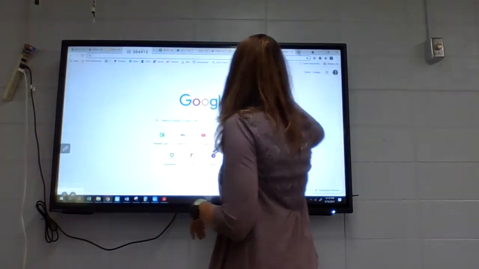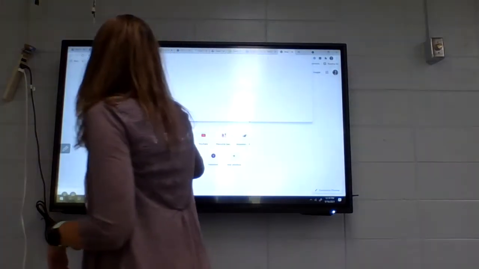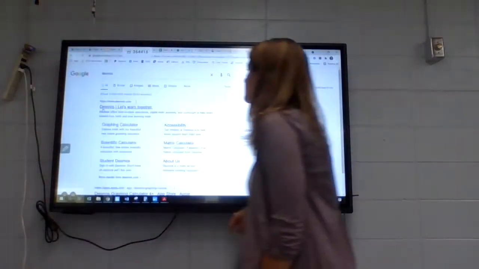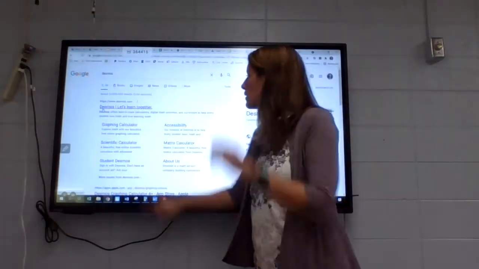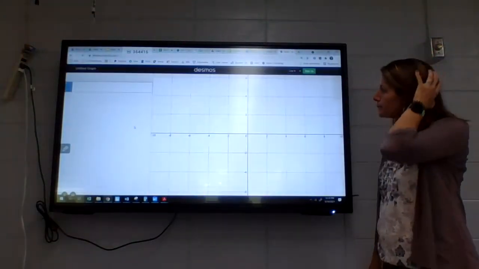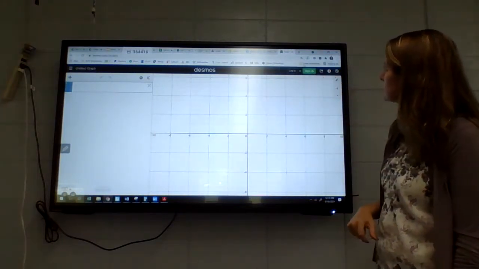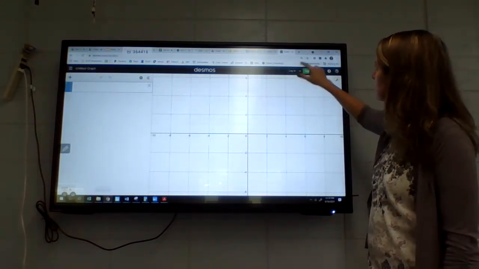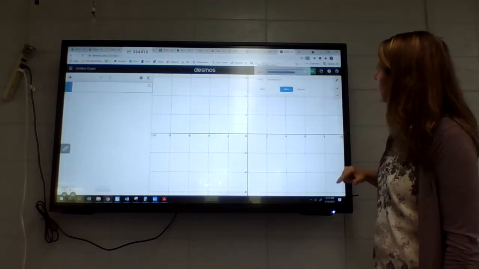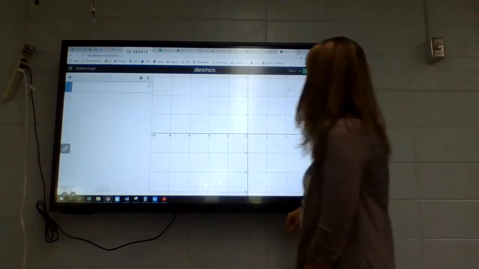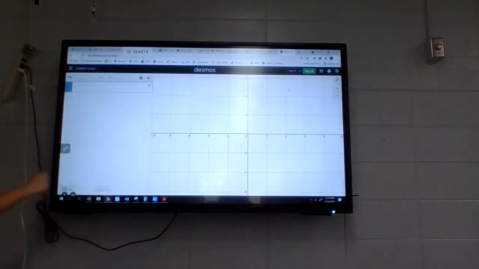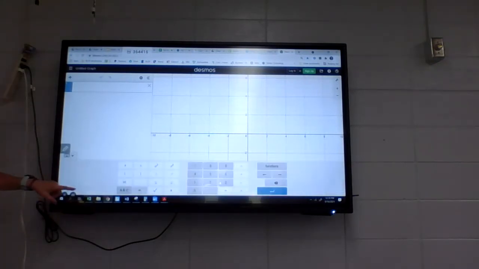I should bookmark decimals up here. Oh, there it is. I have too many bookmarks though, so it's hiding.